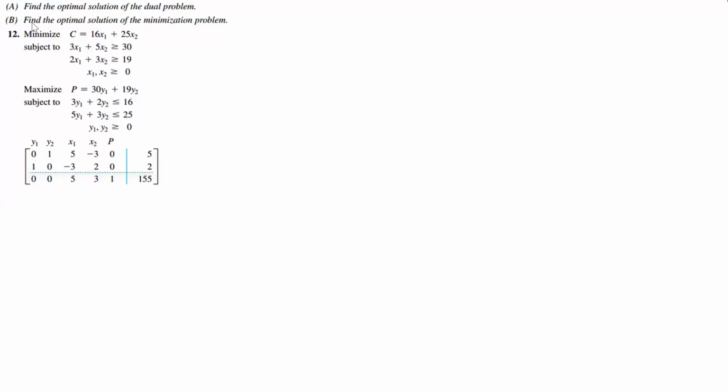All right, so we're supposed to find the optimal solution of the dual problem, and then we're supposed to find the optimal solution to the minimization problem. So two things. They give us everything here, but do we understand how we get to those pieces? So this is what we're originally given.